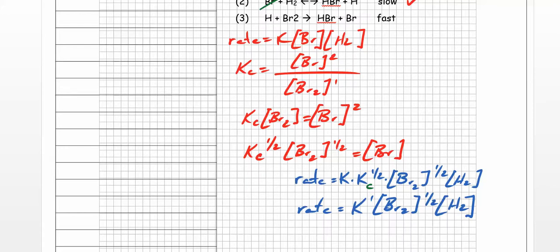So rate then is equal to, now what I'm going to do is recognize that these two right here, this k and this Kc to the 1/2, are both just constants. So I'm going to combine them into a new constant. I'm going to call that new constant k prime. And so rate is equal to k prime times [Br2] to the 1/2 power times [H2]. And so my complete rate law, once again, would be rate is equal to k prime times [Br2] to the 1/2 power times the concentration of H2.